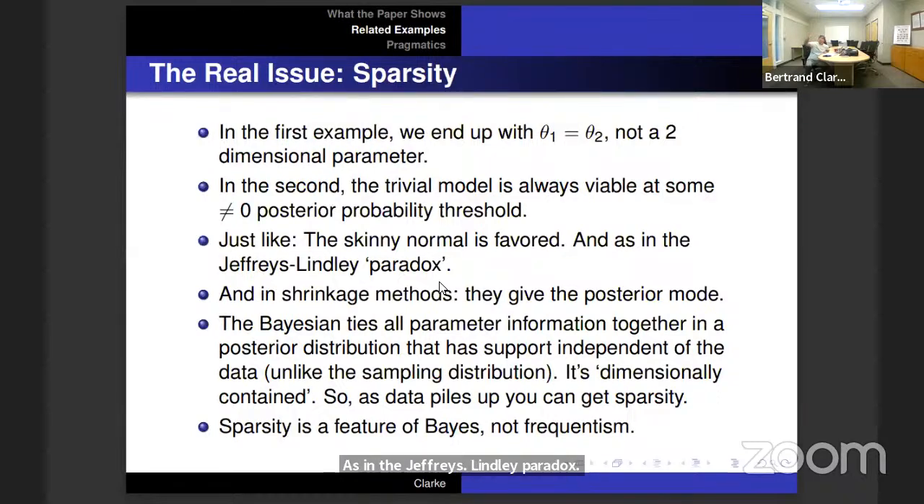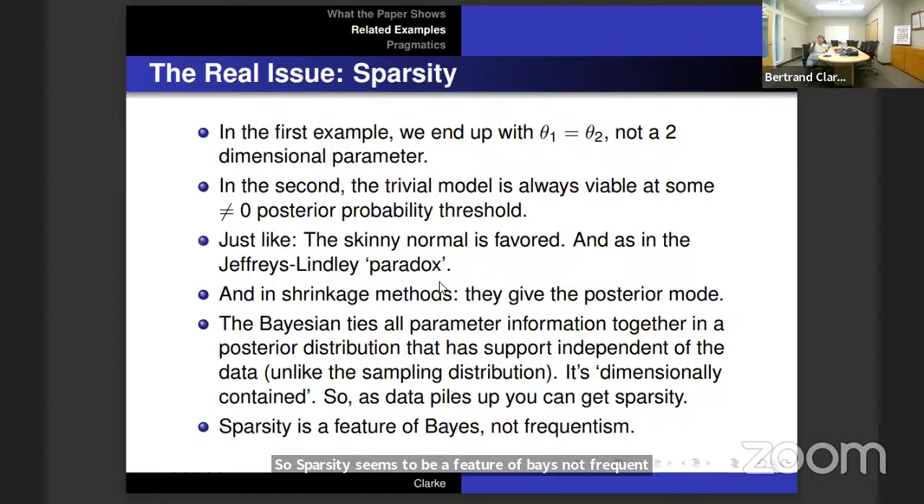And we get the same kind of sparsity when we use shrinkage methods, because we're using the posterior mode, a Bayesian entity. My intuition here is that because the Bayesian is tying all the parameter information together in a posterior distribution that has support on the parameter space independent of the data, it's somehow dimensionally contained, right? So as data piles up, you can get sparsity. Remember, the sampling distribution is ultimately on the sample space. So sparsity seems to be a feature of Bayes, not frequentism.